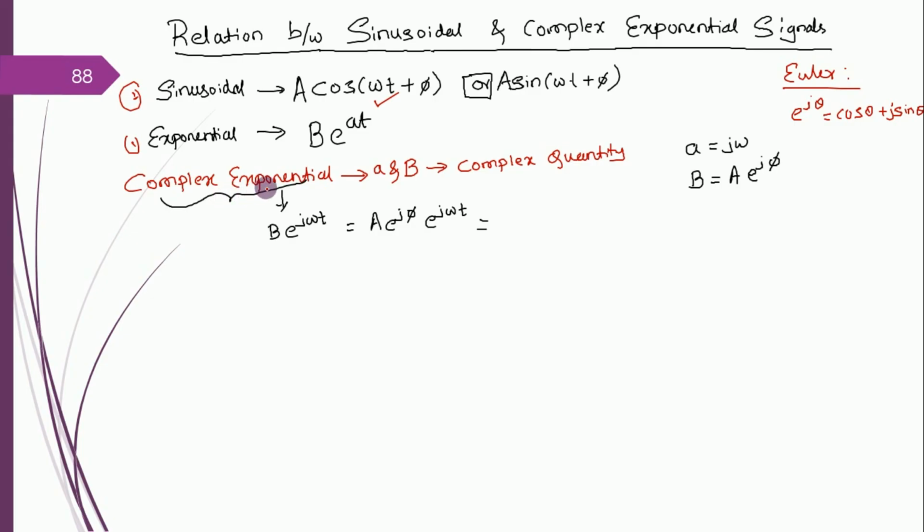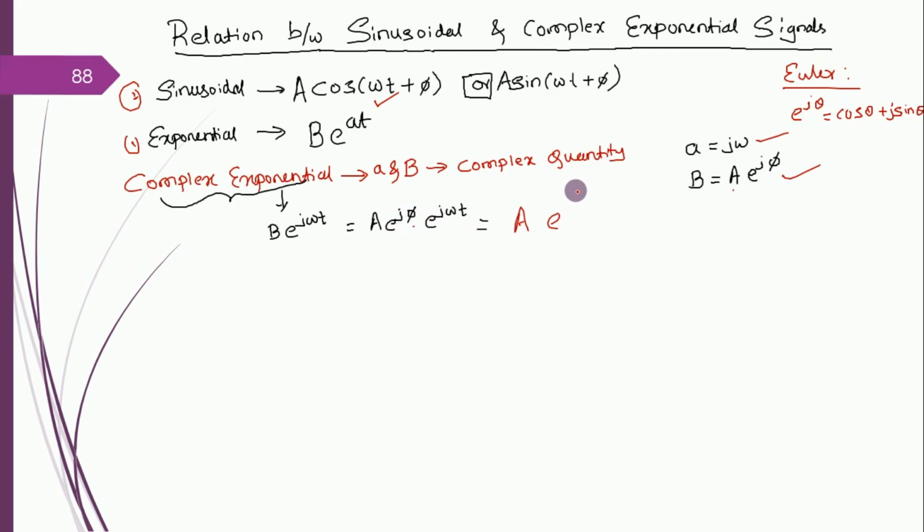We are not just relating sinusoidal and exponential, but we are relating complex exponential. What is the meaning of complex exponential? The meaning of complex exponential is that both a and b should be complex quantities. Like a should be j omega, and b should be some amplitude A into e raised to j phi. So these two are complex quantities. So in the general exponential formula b into e raised to a t, in place of a I substitute j omega, in place of b I substitute A into e raised to j phi. This is how it looks.